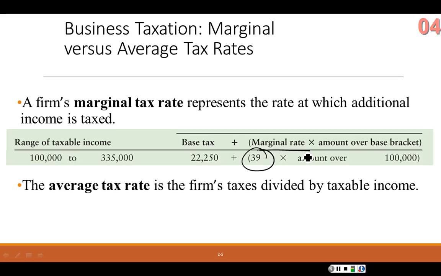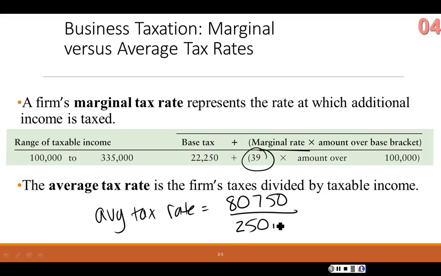The average tax rate, however, must be calculated. And you determine the average tax rate by dividing taxes owed by taxable income. So for the previous example, Weber Manufacturing, we can calculate their average tax rate. That's going to be equal to taxes owed, $80,750, divided by taxable income of $250,000. So 32.3%. In most business decisions, it's the marginal tax rate that matters. We want to know what our next dollar of income will be taxed at. The average tax rate matters, but not so much for choosing which projects to invest in.